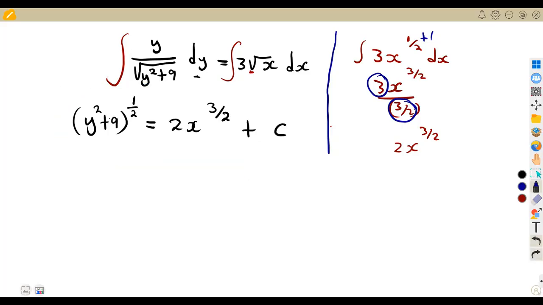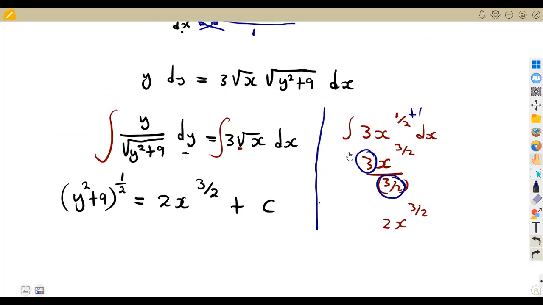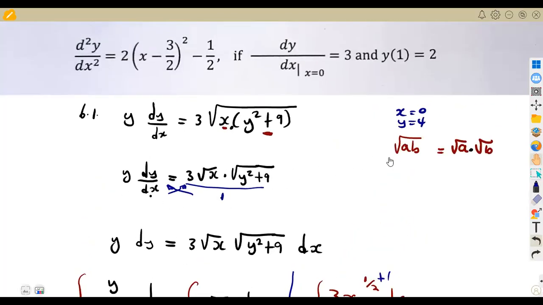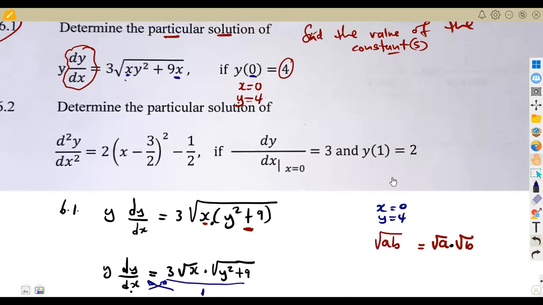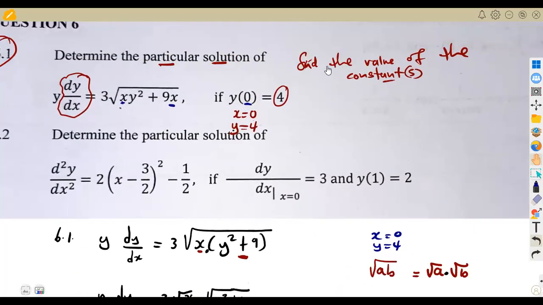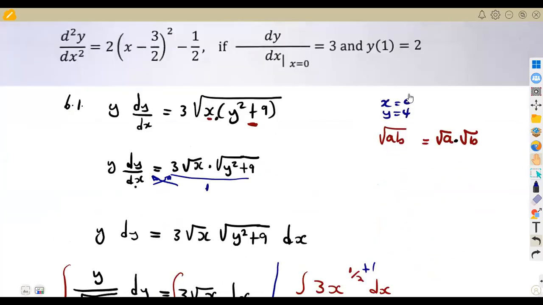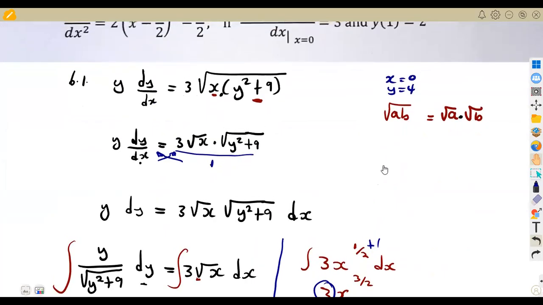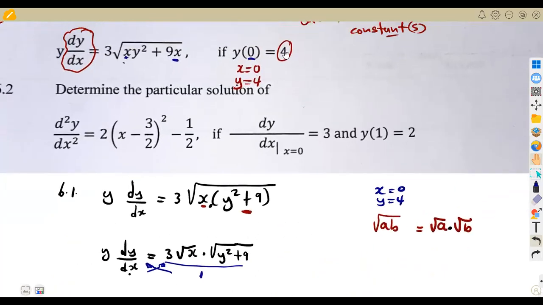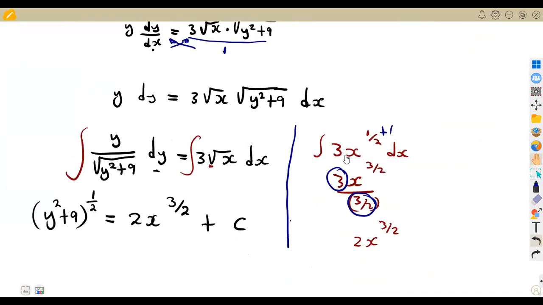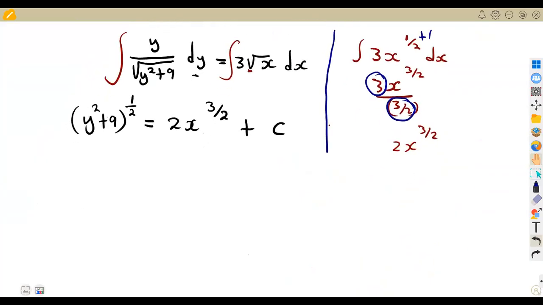So what are we going to do? We are going to take back the values of x and y that we are given, so that we determine exactly the particular solution, where I said you have to find the value of the constant or the constants depending on the question. So to find the value of the constant, that's where you have to substitute the values of x and y from this condition. y(0) is equal to 4, where we have x being 0 and y being 4. So y in this case is 4. Wherever there is a y, we're going to put a 4.